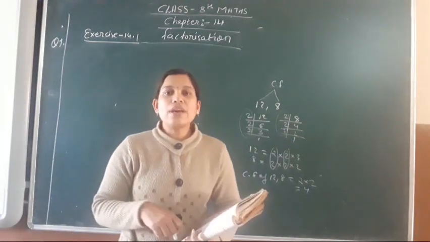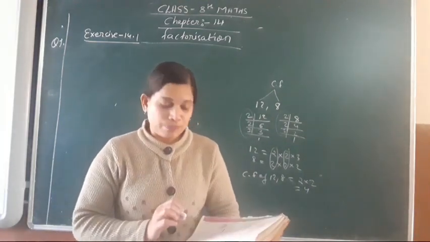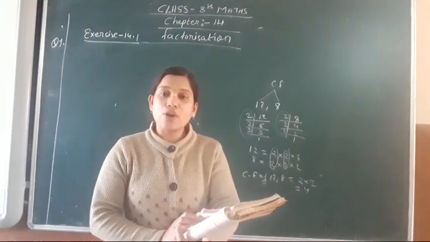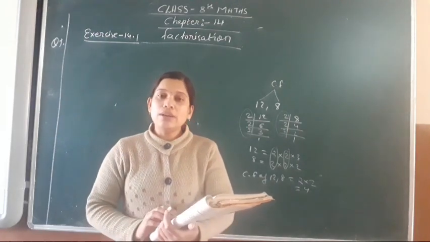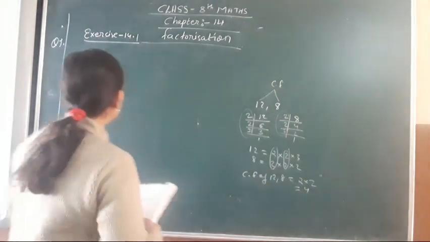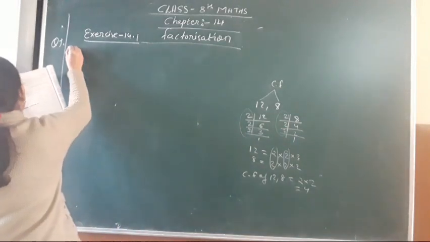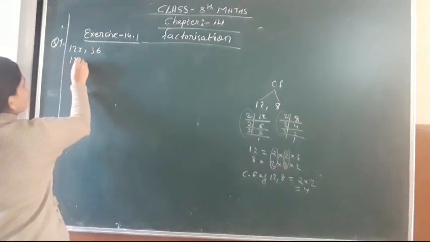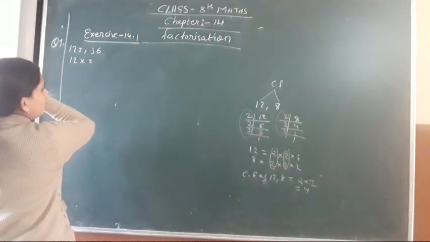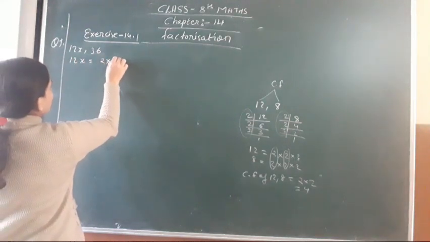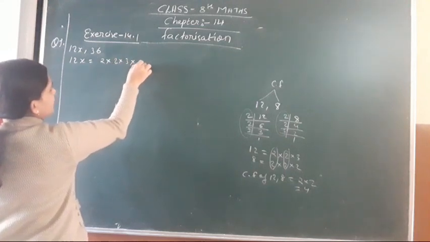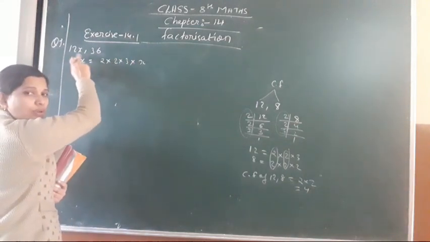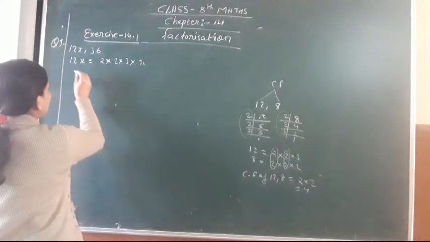In the same way we are going to do this chapter also. What is the question asked? Find the common factors of the given pair of terms. So what is the question here? The question is 12x comma 36. So what are the factors of 12x? The factors of 12x will be 2 into 2 into 3 into x. As x is present over here, x will also be counted as a factor.